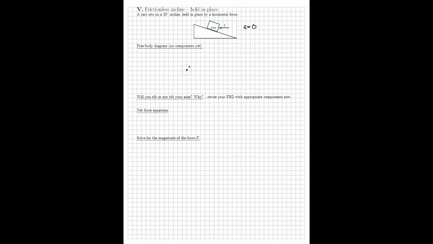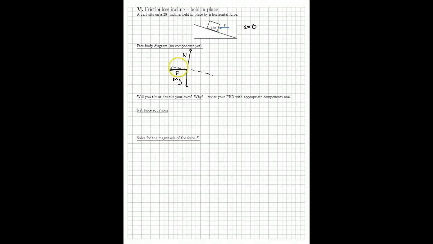Okay, so the forces on it, again drawing the ramp is fairly shallow. We have a normal force coming out of the plane. We have mg pulling it down, and we have a horizontal force F pushing straight left, flat left.